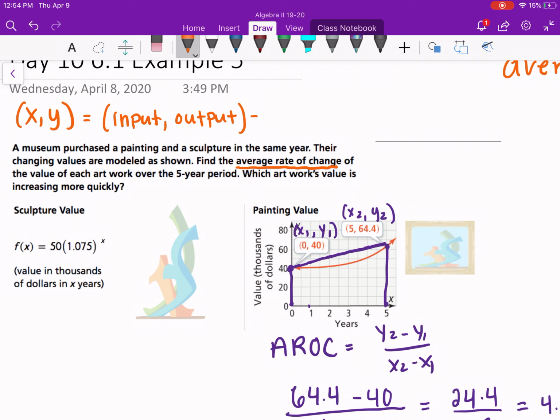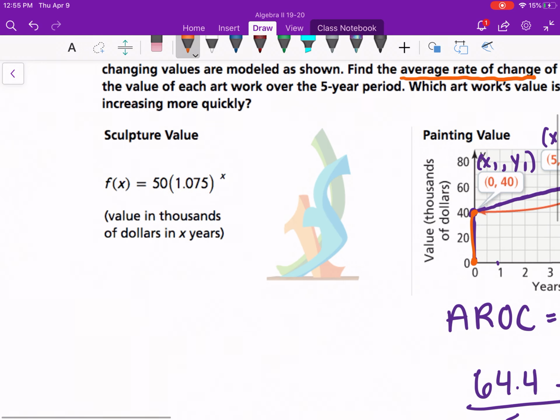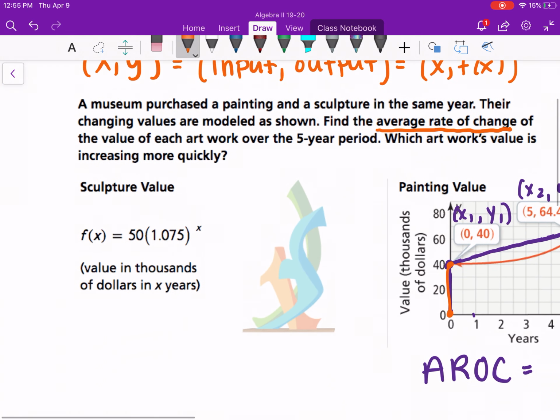Okay? We also know, remember we talked about function machines at the beginning of the year. We know that y is the same thing as f of x. All of those things are an ordered pair, okay? Again, look at it on a graph. It's really easy to visualize. When I plug in 0, I get out 40. That's why my coordinate is 0, 40. Plug in 0, get out 40. Plug in 5, get out 64.4. So I have to make the coordinates myself.